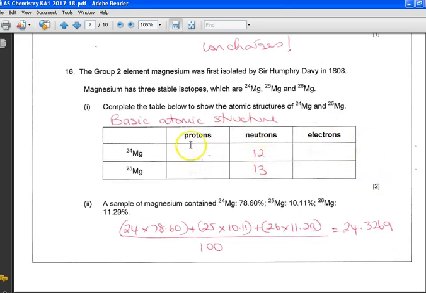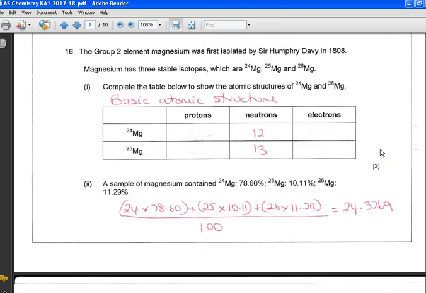Okay, so we've got magnesium, which has 12 protons, and we'll have 12 electrons. The only thing that's going to change is the number of neutrons. Yeah, so this is basic atomic structure, recognizing that the proton number doesn't change, the electron number doesn't change, only the neutron number changes.